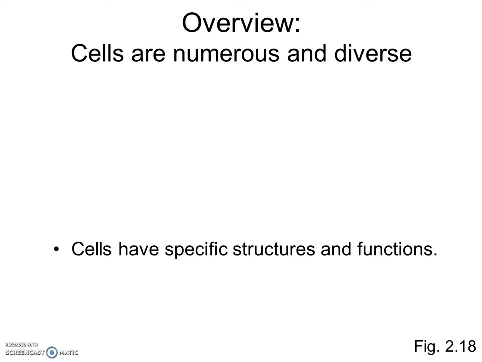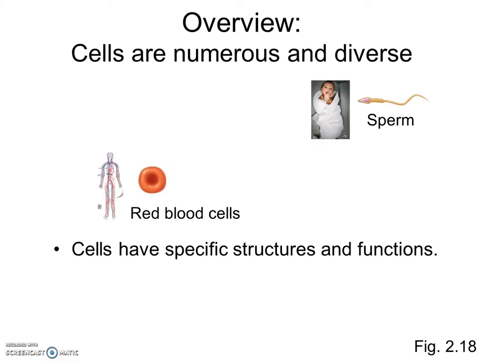All of these cells in our body have very specific structures and functions. For example, take a look at a sperm cell. Look at its structure with the head and the long tail, and we know that the function of the sperm is to help with reproduction. Let's look at another cell, red blood cells, which you'll see in lab. Red blood cells, if you take a look at them, they are circular, very different than the sperm cell. They're really small, and their function is to travel through all of your blood vessels to help deliver oxygen.